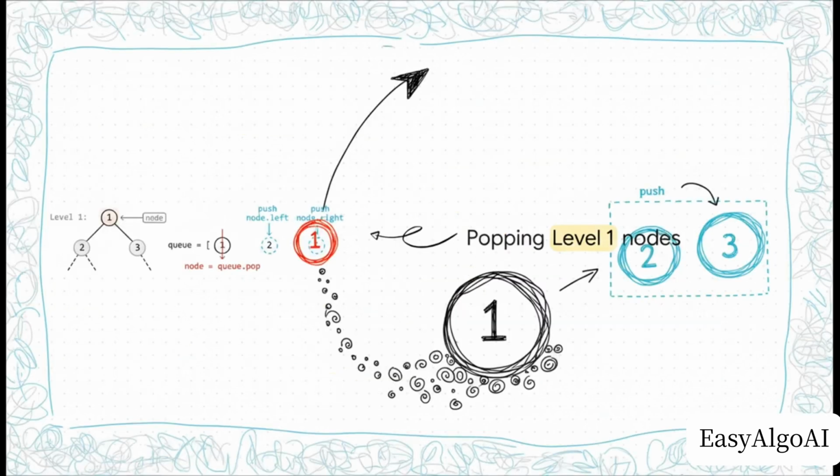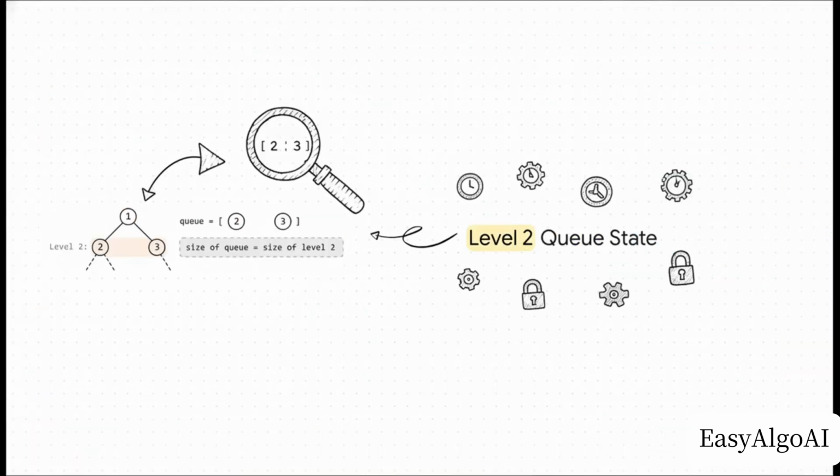We pop that root node right out. Our queue size temporarily drops down to 0, but almost instantly upon popping node 1, we push its left and right children, that's nodes 2 and 3, straight into the queue. Now, take a look at the current state of our queue.